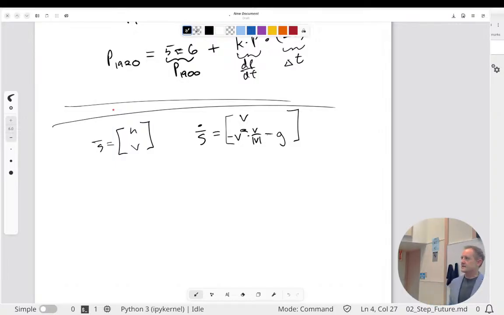Then my S dot, like ds dt. Oh, I'll write out ds dt. That's fine.